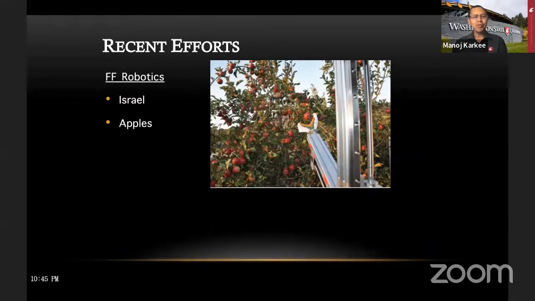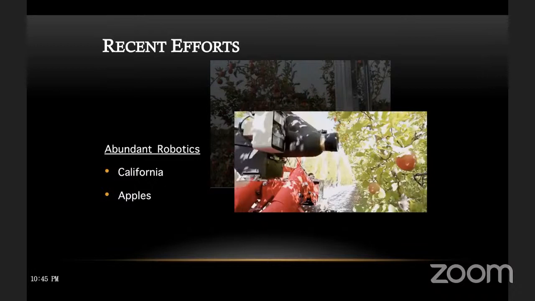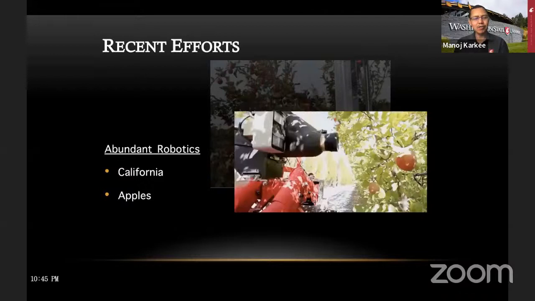There is this company called FF Robotics. I'll talk a little bit more about this company later on as well, because I work with them really closely in developing a commercial solution for apple harvesting. But this is one of the two companies that were heavily involved in developing robotic machines for apple harvesting until recently. This is another one, Abundant Robotics, one of the two that I mentioned. Unfortunately, this company stopped working in this area just a couple of months ago, but there is an effort in reviving the company through some new funding model, as I have heard and seen in the literature and the news outlets.